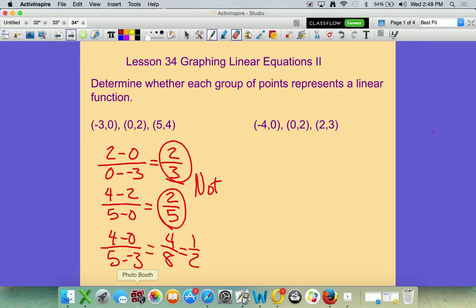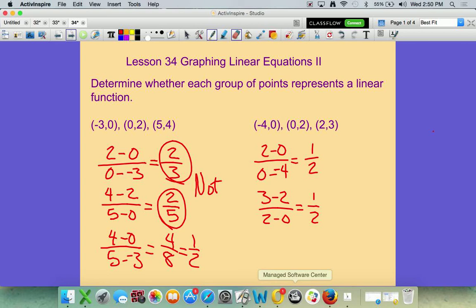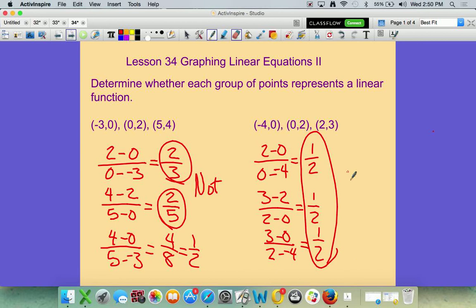Do the same thing for this next one. Find the slope between them. So 2 minus 0, 0 minus negative 4. We would have 2 over 4 is 1/2. Then 3 minus 2, and 2 minus 0 is 1/2. That was the second and third one. Now I've got to do the first and the last one. 3 minus 0 over 2 minus negative 4. 3 over 6. It's 1/2 for all of them. So yes, these would be on the same line. And that's pretty much how you tell.